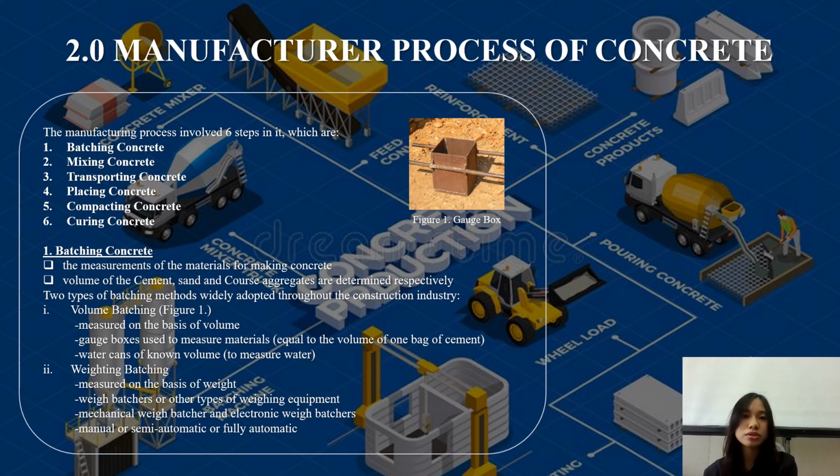For volume batching, we use measurement boxes of known volume to measure material equal to the volume of one bag of cement. The box is deeper and contains a narrow top surface, and it is made of timber or steel or iron. The volumes of fine aggregate and coarse aggregate of different sizes are measured individually by this box. And the water is measured with a water can of known volume.